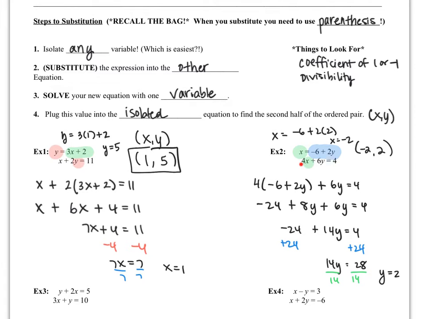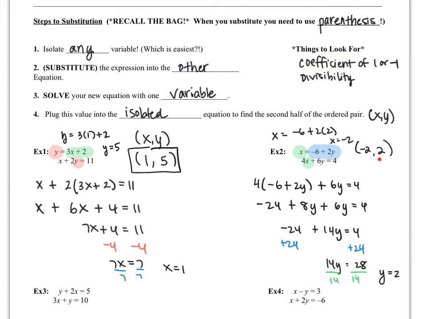So here I have 4 times x, but instead of writing x, I wrote negative 6 plus 2y because that's what x is equal to. And I rewrote the rest of the equation as well, so plus 6y equals 4. I then distributed 4, so negative 24 plus 8y plus 6y equals 4. 8y and 6y combine to get 14y, so I've got negative 24 plus 14y equals 4. I then added 24 to both sides to get 14y equals 28, and then divided by 14 to get y equals 2.